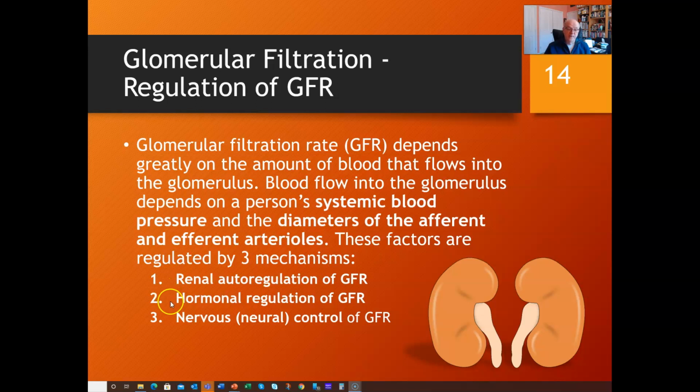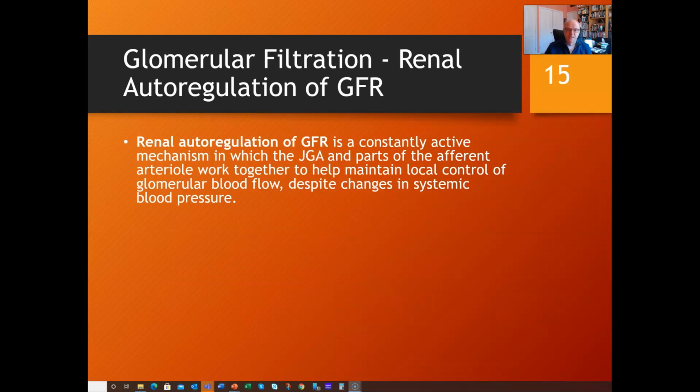As you could probably have guessed the second two, and the first one is autoregulation. It does it itself. So how does it do it itself? Well, autoregulation of the glomerular filtration rate is a constantly active mechanism which the juxtaglomerular apparatus that we mentioned at the beginning and parts of the afferent arteriole work together to maintain this control over the blood flow, despite changes in the systemic blood pressure.